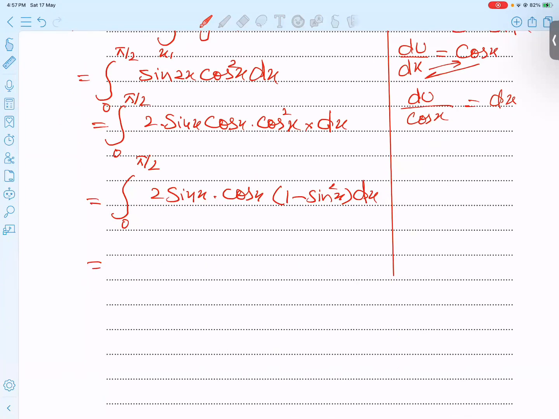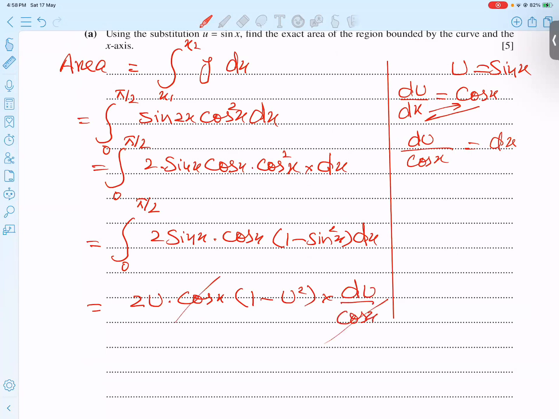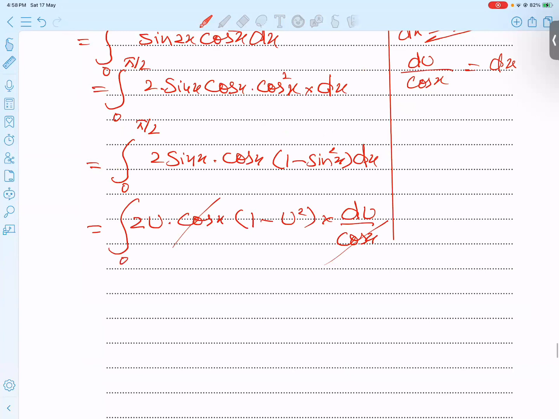What to replace? This sine is replaced by u. And I get 2u into cos x into 1 minus u square into du over cos x. And this cos x cancels out. So a lot of patience is required to solve it. And 2 goes outside, I multiply u inside, and I get u minus u cube and du.